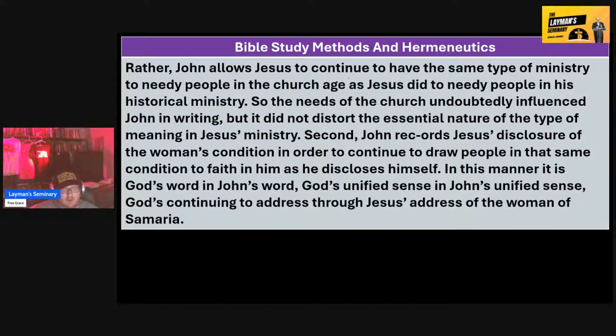Second, John records Jesus' disclosure of the woman's condition in order to continue to draw people in that same condition to faith in him as he discloses himself. In this manner, it is God's word in John's word, God's unified sense in John's unified sense. God's continuing address, through Jesus, to the woman of Samaria.